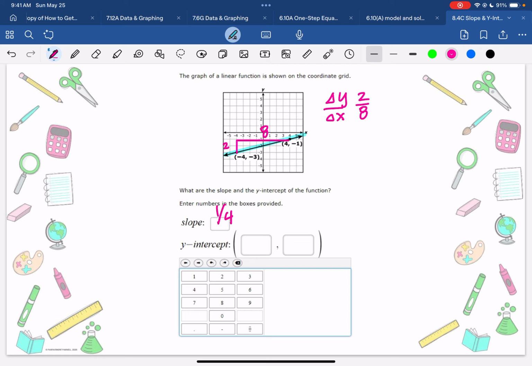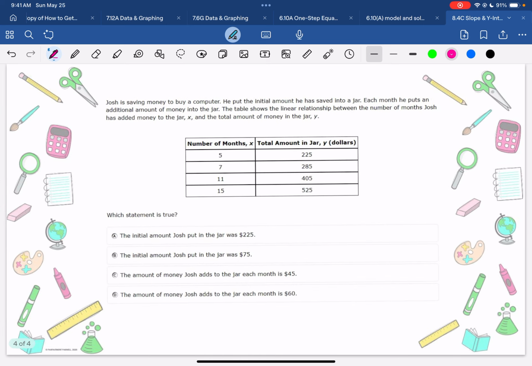Now you look at the graph and go, where does it meet the y-axis, or where does it cross? It crosses at (0, -2). All right, let's look at the next example.